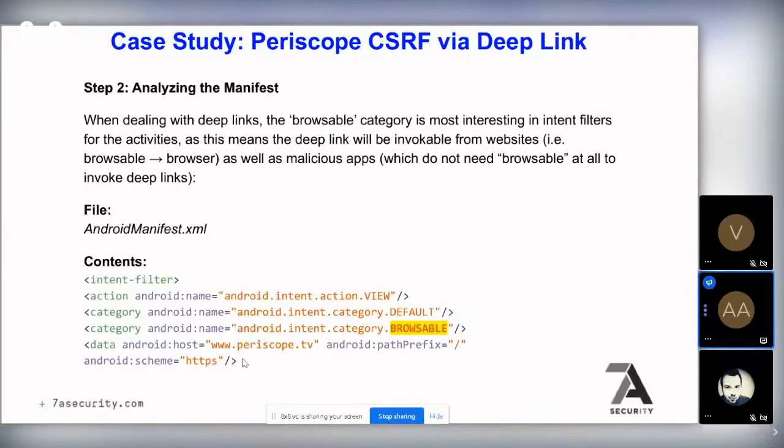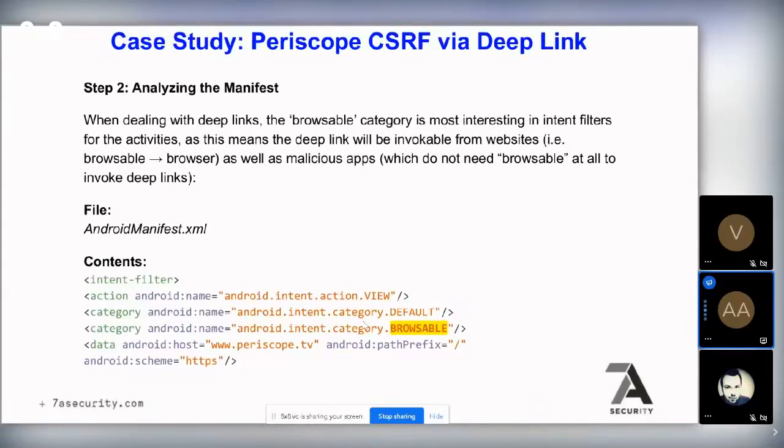I mentioned before that deep links can have custom schemes, but do not really have to have custom schemes. This is a scenario where we can see that. In this case, we have an Android scheme of HTTPS, an Android host of www.periscope.tv, then a path prefix of /. This means if you have https://www.periscope.tv/, then the activity that has this intent filter will be invoked.